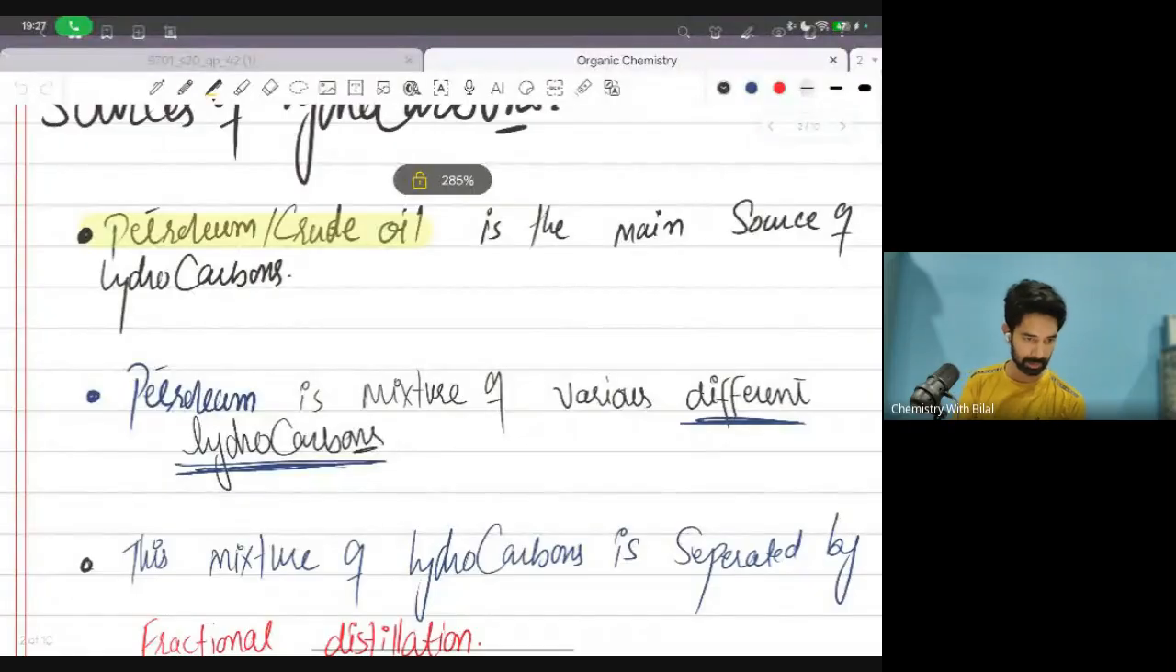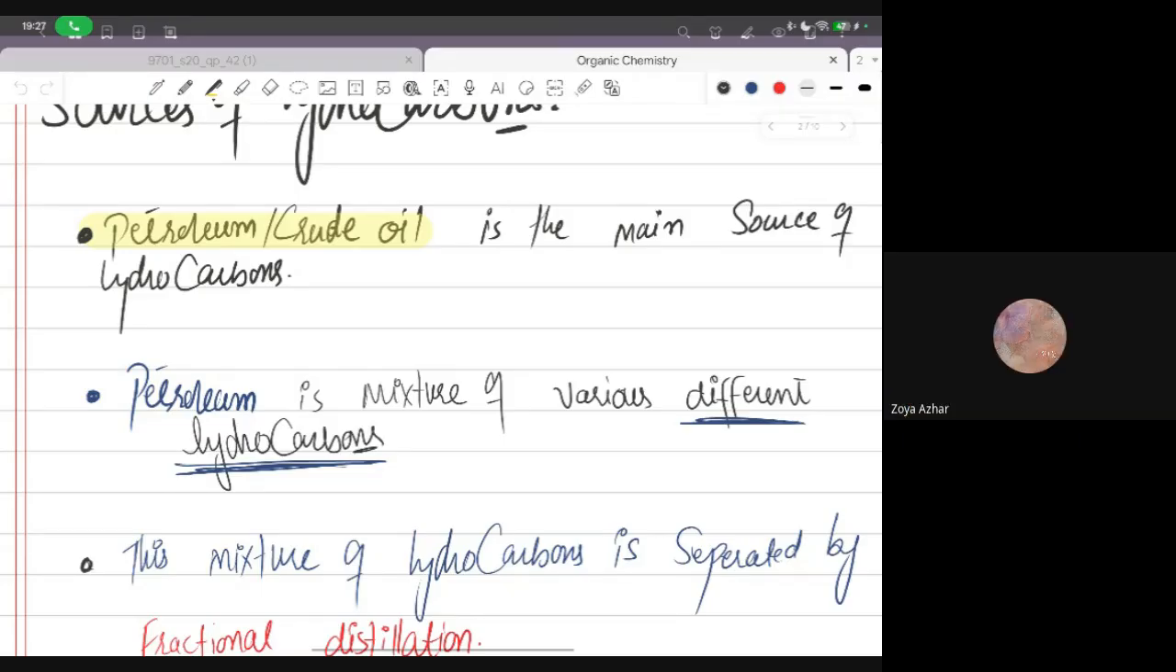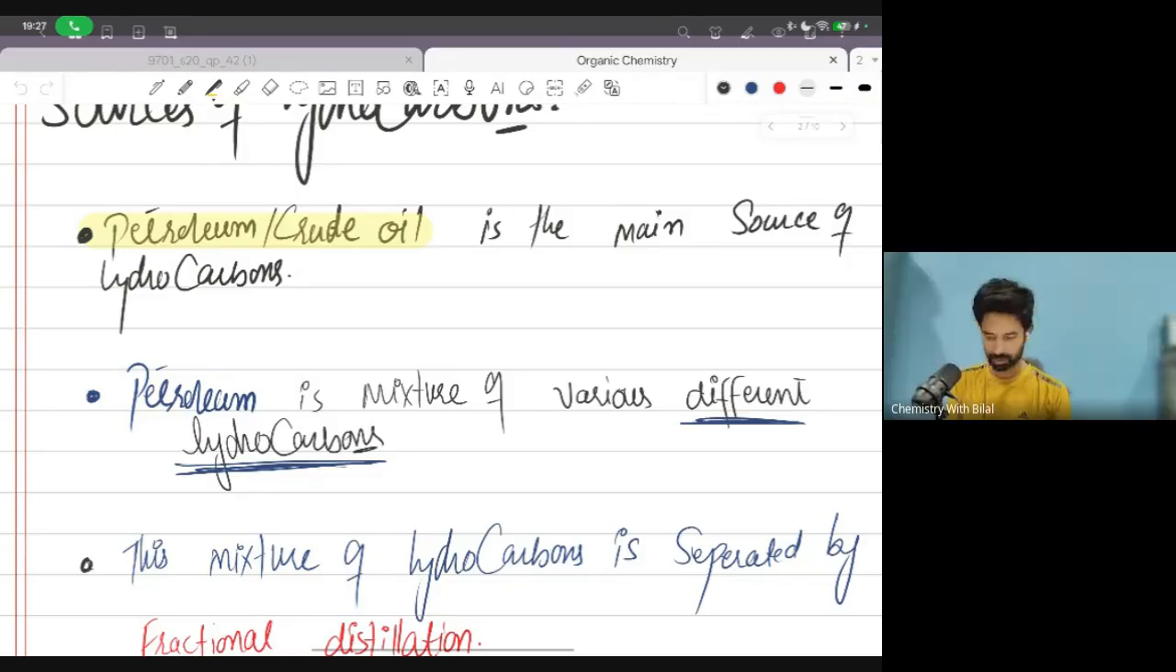I hope the screen is visible. Is it visible? Yes. Am I audible and is the screen visible? Please let me know. Yes. आवाज आ रही है सबको मेरी? Yes. Okay. ये तो सो रहे हैं सारे लोग.